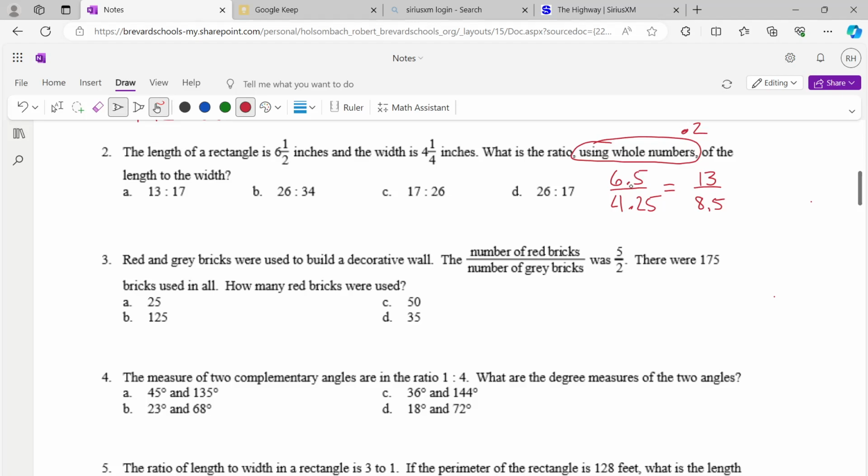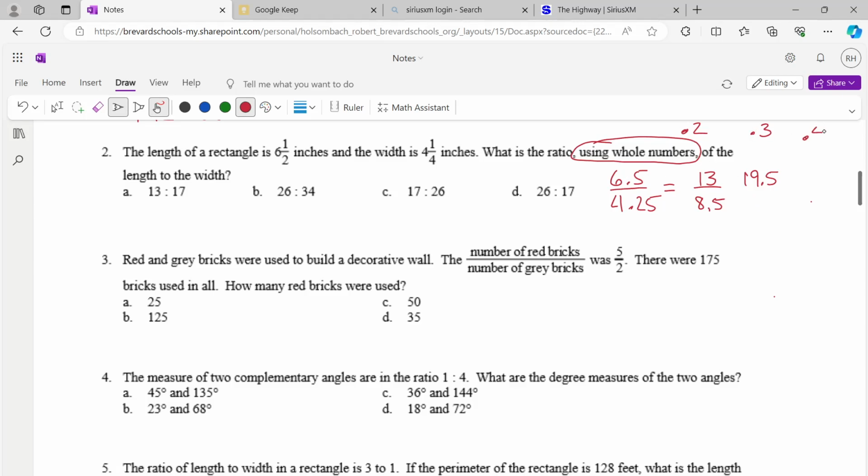So we're going to go back to the original ratio, and we're going to multiply by 3. So 6.5 times 3 is 19.5. Now, as soon as you get a decimal, it's not going to be an answer, is it? Because both the numerator and the denominator have to be whole numbers. So multiplying times 3 won't work.